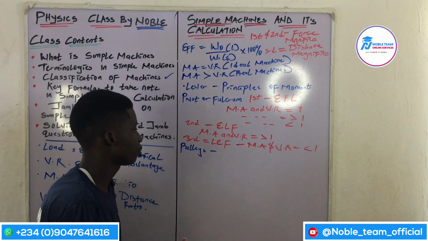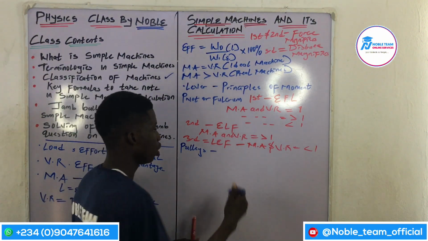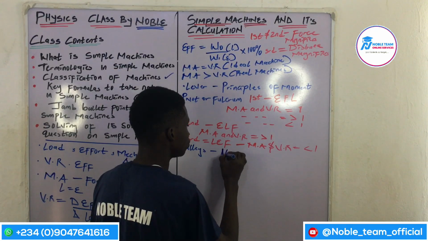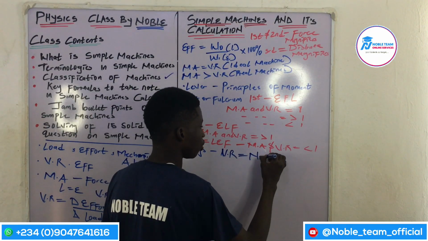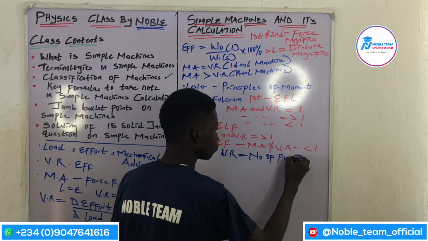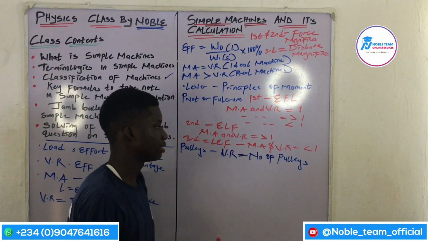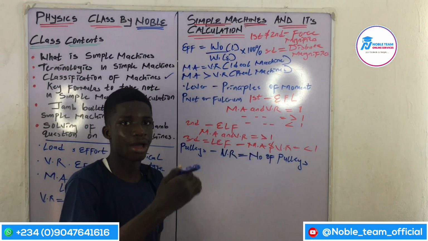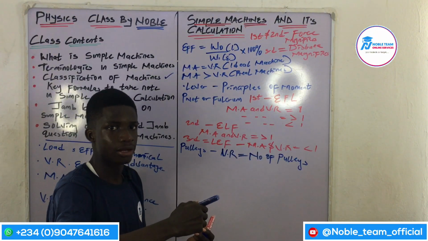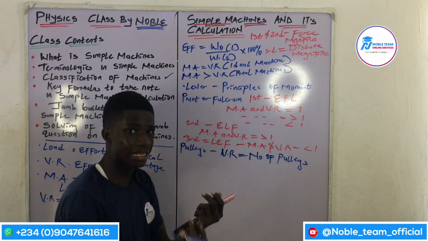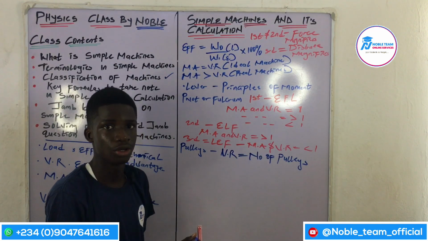Now, in this pulley system, I want us to take note that the number of pulleys determines the velocity ratio, which simply means velocity ratio, which is VR, is equal to the number of pulleys. Because we are going to be tracking questions on this, so you know where to incorporate this. If you have a diagram with 6 pulleys, that 6 pulleys determines your what? Your velocity ratio. You understand now?